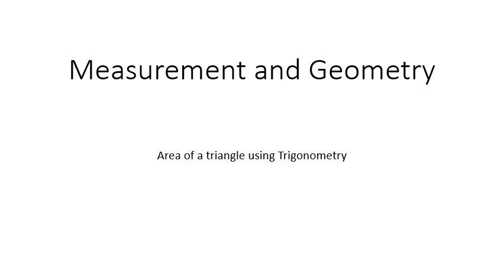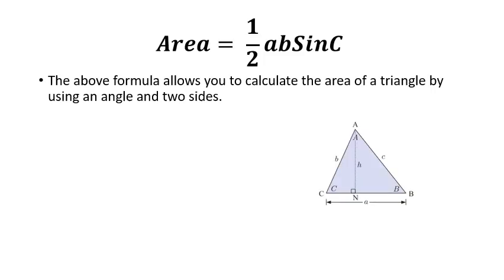This video tutorial looks at the mathematical strand of measurement and geometry, and more specifically we're going to talk about finding the area of a triangle using trigonometry. When you're looking to find the area of a triangle using trigonometry, the formula you're going to use is a half ab sine C. And I'm going to go through with you why that is.